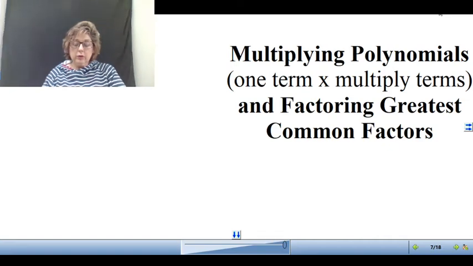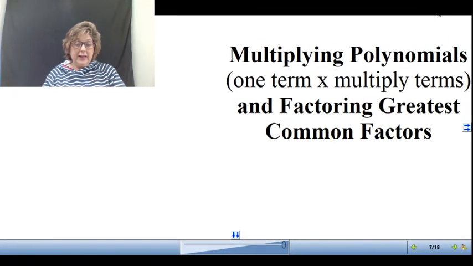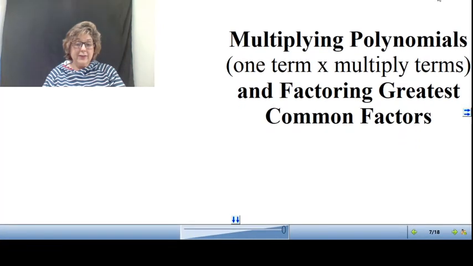Okay, what we're going to look at today is multiplying polynomials. We're going to first start off with one term times multiple terms, and then we're going to add factoring greatest common factors to that. So that's what we're going to be looking at today in our lesson.